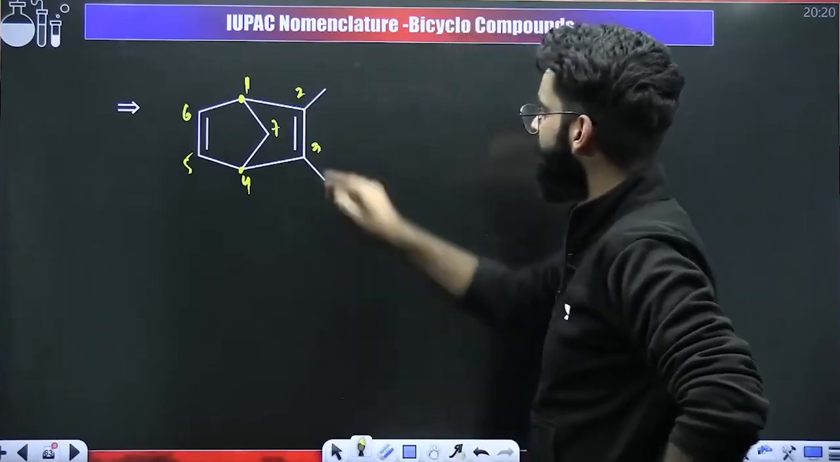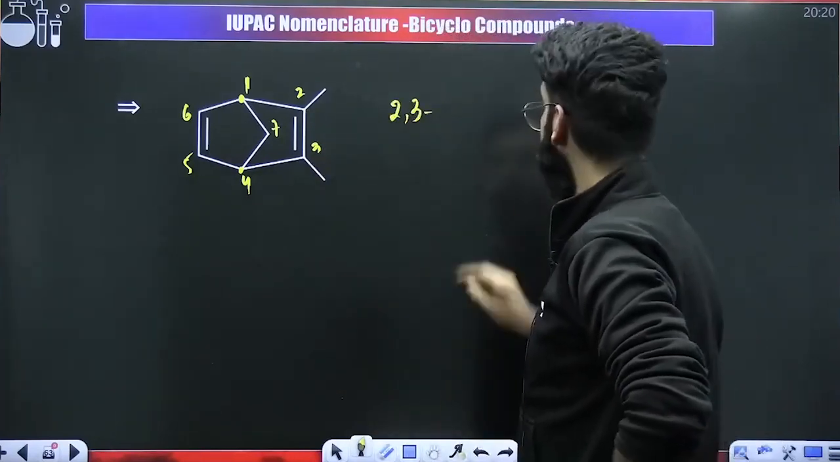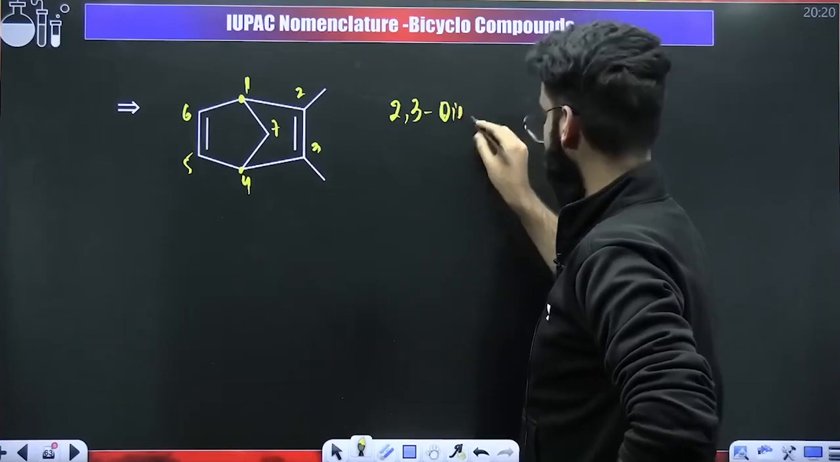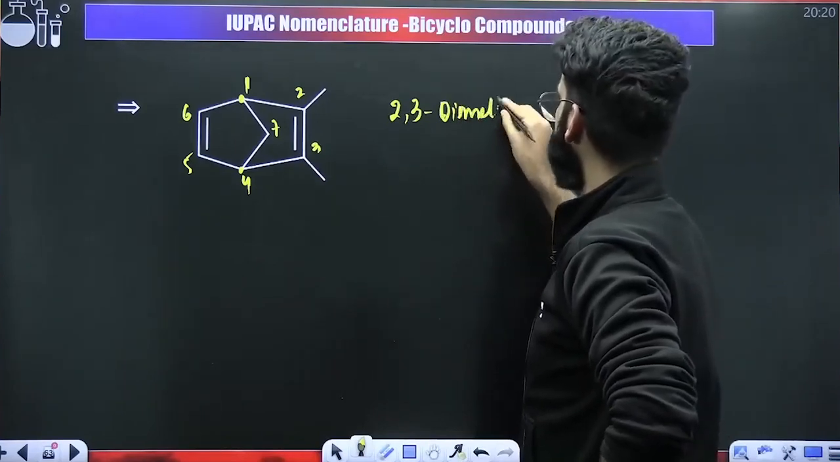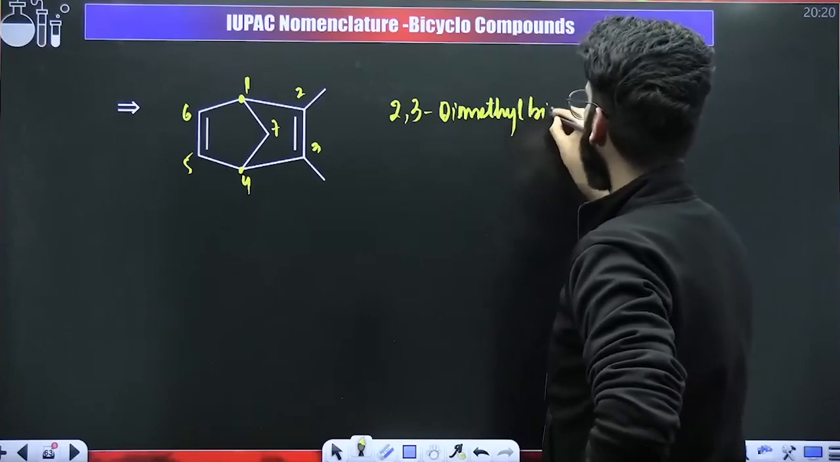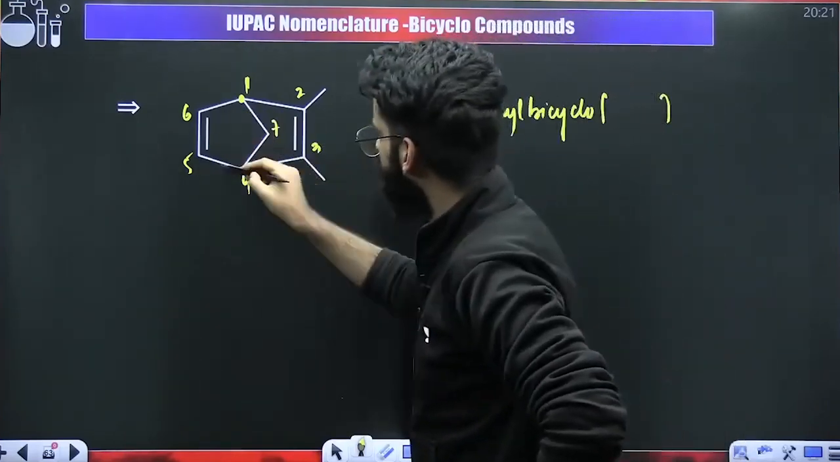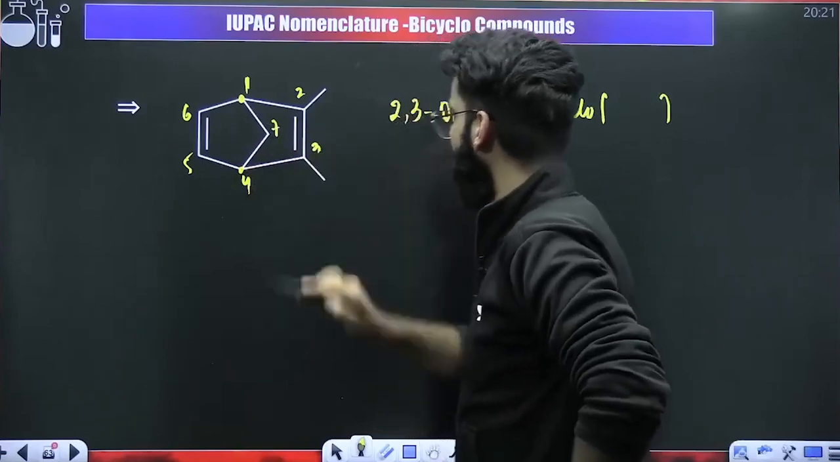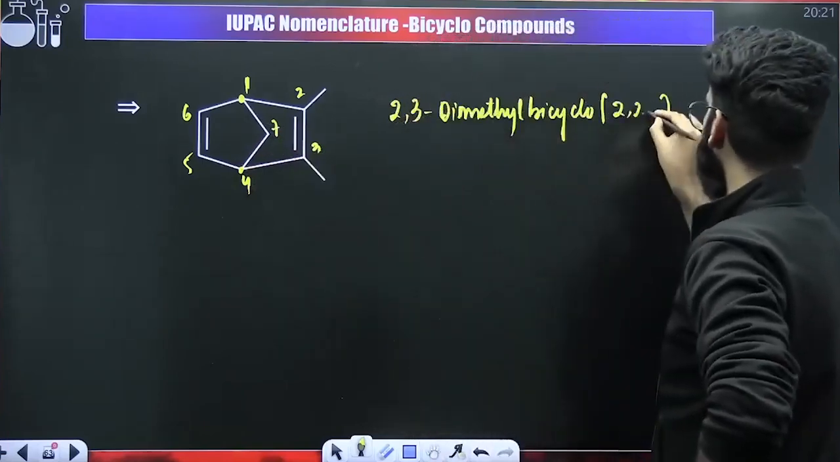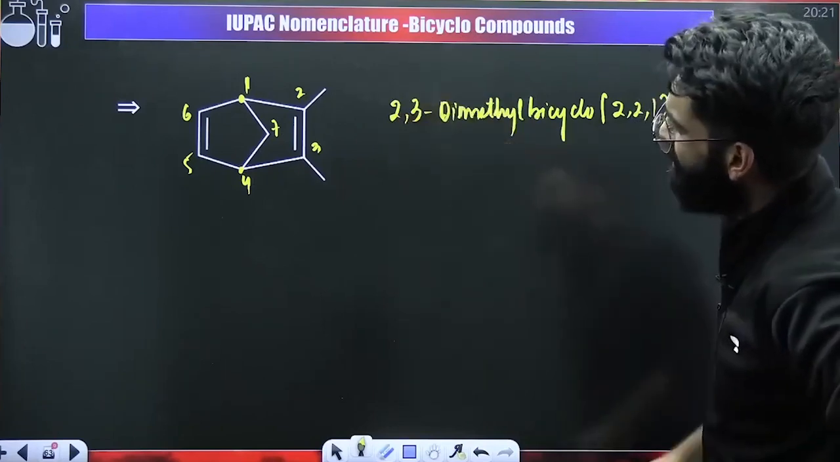So let's call this 1, this 2, this 3, this 4, 5, 6, and in the middle it's 7. So 2, 3 dimethyl. Now I'll be using the term bicyclo. Here 2 carbon atoms, here 2 carbon atoms, in the middle 1 carbon atom. So 2, 2, 1. In the main chain, how many carbon atoms? 7 carbon atoms.